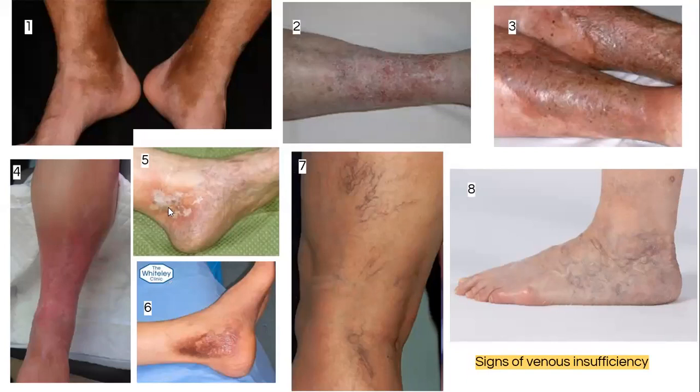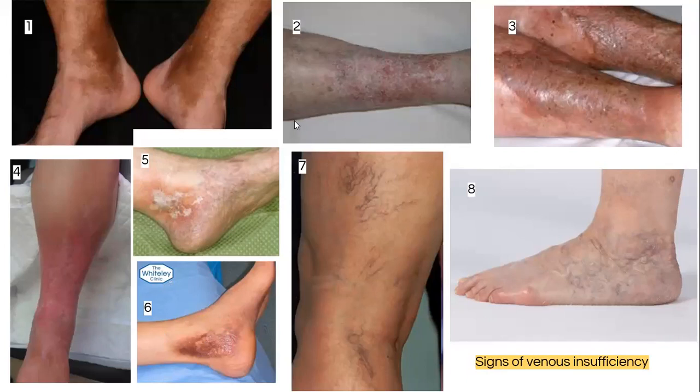Oh, sorry. This could be a venous ulcer, but if you look, it's got some red bits around it. So that's actually something called atrophie blanche. It's the bits just before you start developing an ulcer. Number 6 is the beginnings of a venous ulcer there. These bits are stark white, so it's called atrophie blanche.